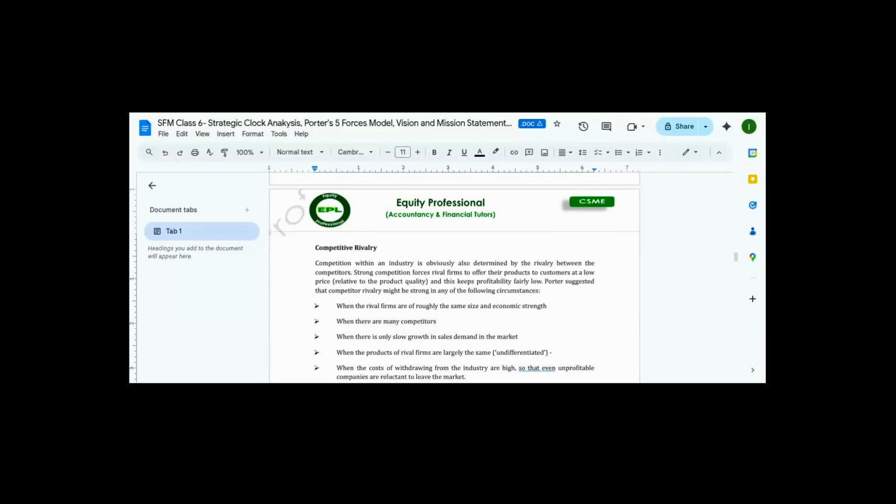Look at that statement again. Strong competition forces rival firms, companies, to offer their products to customers at a lower price. That means competition forces prices to reduce. In order for a company to become relevant and retain their customers, it should get to a state where competition will force price down. And that is what we are enjoying in the telecommunication industry now.